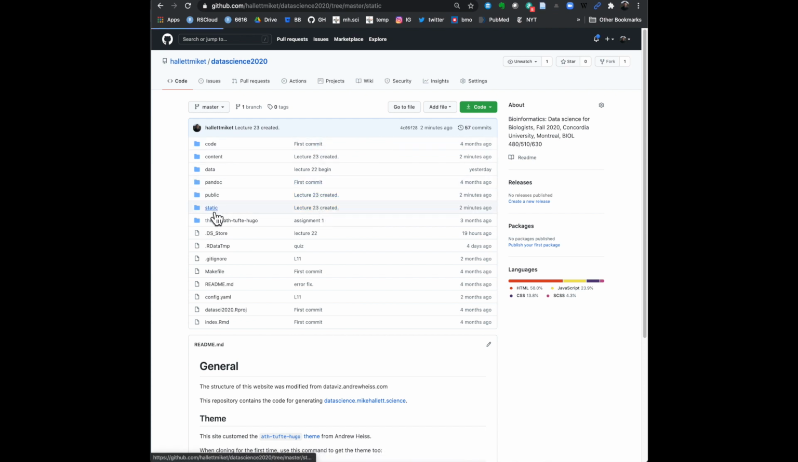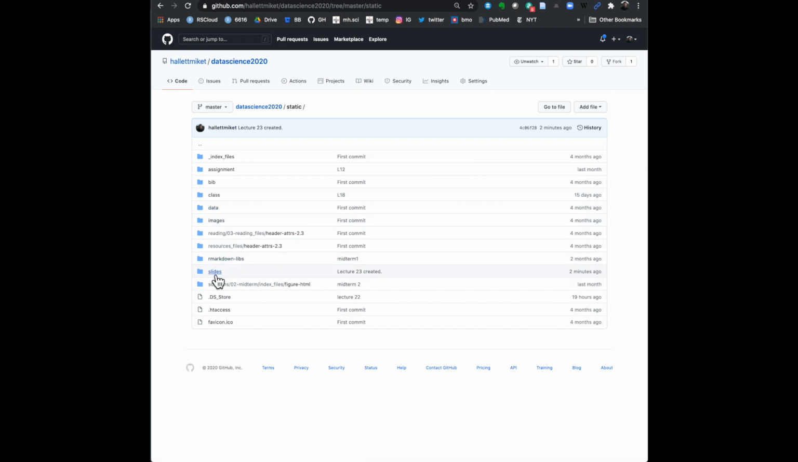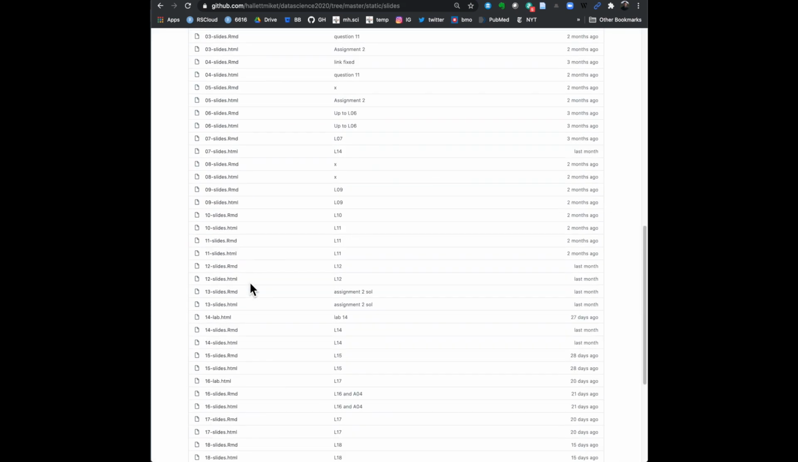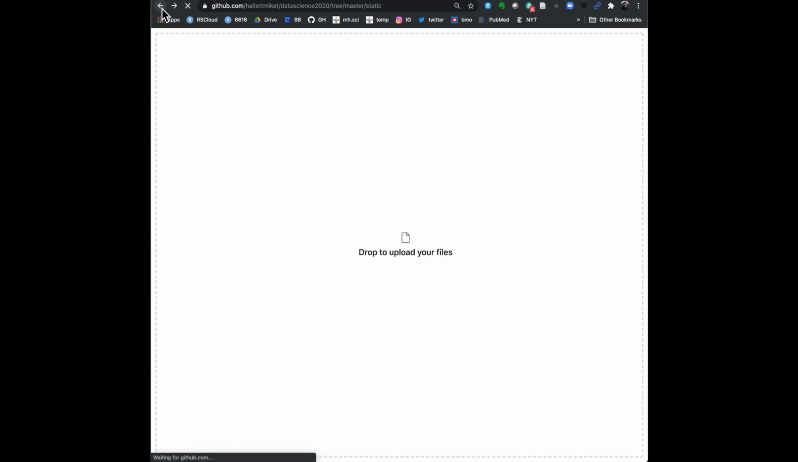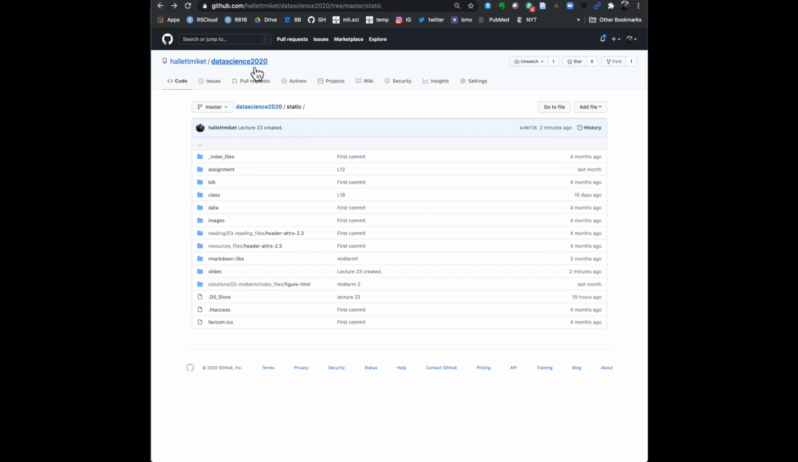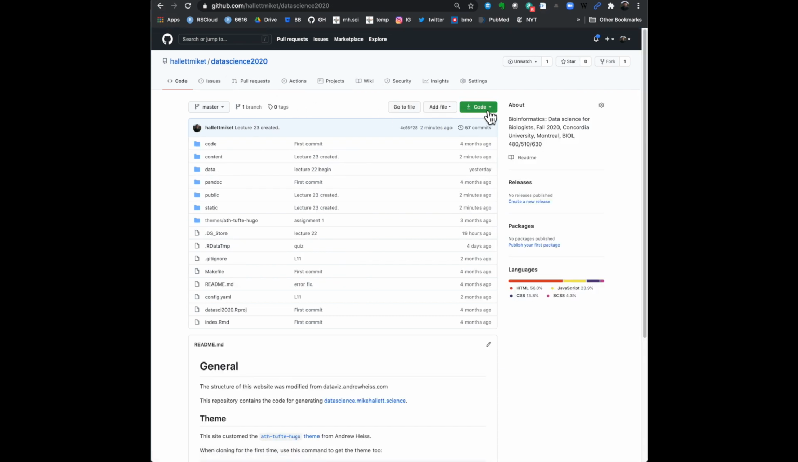And if I go into static, I can see now in slides that in fact lecture 23 is now stored at GitHub, and that is permanent. Now anybody else in the world could go to this site, go to code, say I want to clone this repository down to their machine, and they would have everything for the course from start to finish, including all the nice examples of code, etc. Okay, hopefully that's understandable.